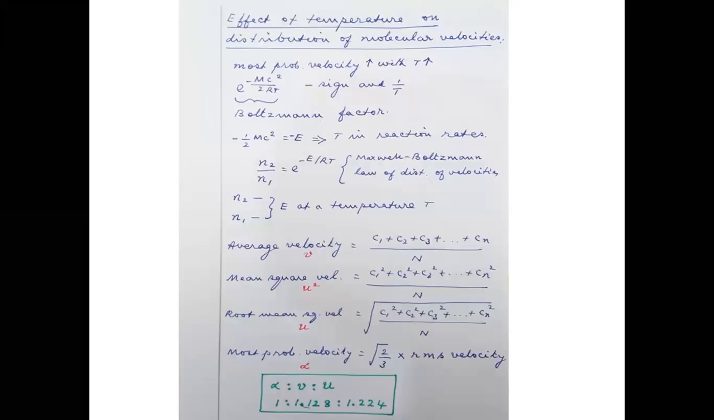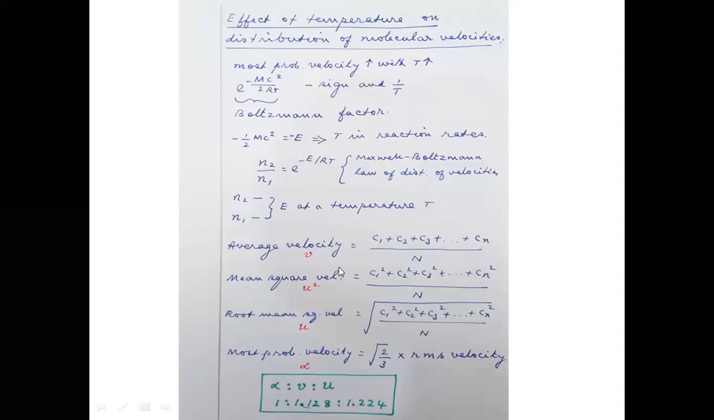Look at this equation. This is called the Boltzmann factor. From the energy difference, you can find out the ratio: N2 by N1 is equal to e power minus E by RT. This is the Maxwell-Boltzmann law of distribution of velocities. Now look here. There are four different velocities you have to understand.